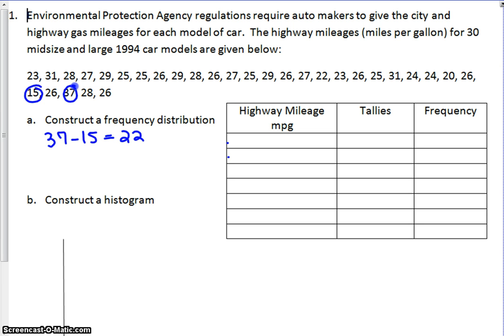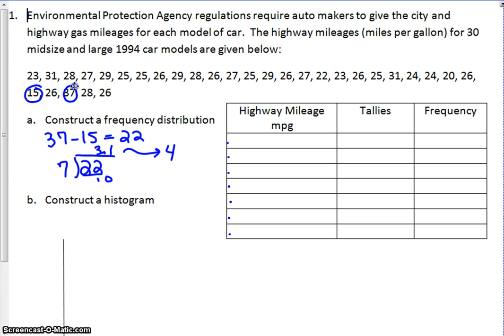I know I have 1, 2, 3, 4, 5, 6, 7 classes that I want. And so I'd say 22 divided by 7. Here you're going to get 3 and then 0.1. Well, 3.1 you still have to increase to 4, so you're going to have 4 in each of the groupings.